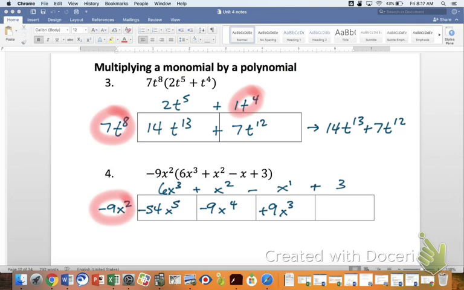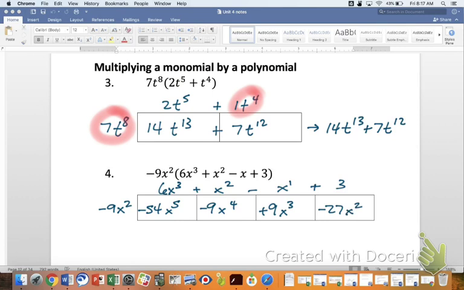Finally, I'm going to multiply these two together. Negative 9x squared times 3. All right, negative 9 times 3, of course, is negative 27. And there is no variable there. There's some more to talk about there. We'll probably talk about it later. For now, let's just recognize this would just be negative 27 times x squared.